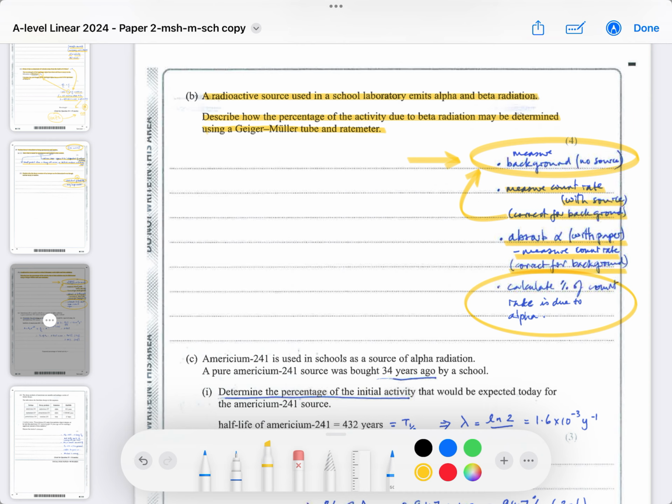Okay? So I'm not sure if I'm going to get all the marks. Let's have a look. Part B.